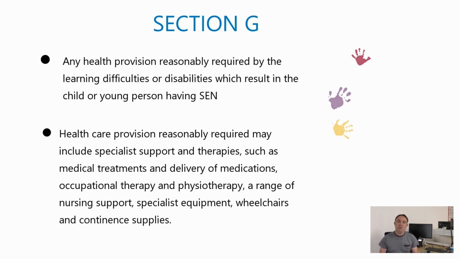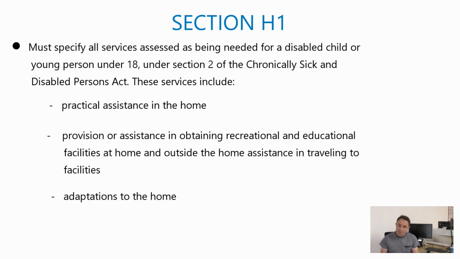The important thing to do, if you're in doubt, is to ask when the EHC plan is being drafted why particular provision has been placed in Section, say, F or Section G. And then at least you can understand the rationale for that, and if necessary, challenge it. Then we get to Section H. Now, this is divided up into two parts, Section H1 and Section H2.